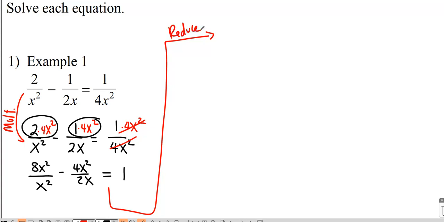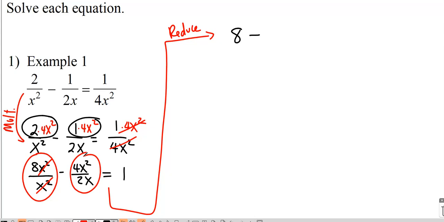Okay? So let's take a look here. What can I reduce by? How would we simplify that? 8x to the power of 2 over x to the power of 2. We could divide out the x to the power of 2's, right? So we could just go ahead and cross those off. That's gone. That leaves me with 8 minus. And I think we could reduce this one also. It's just going to be 2x.